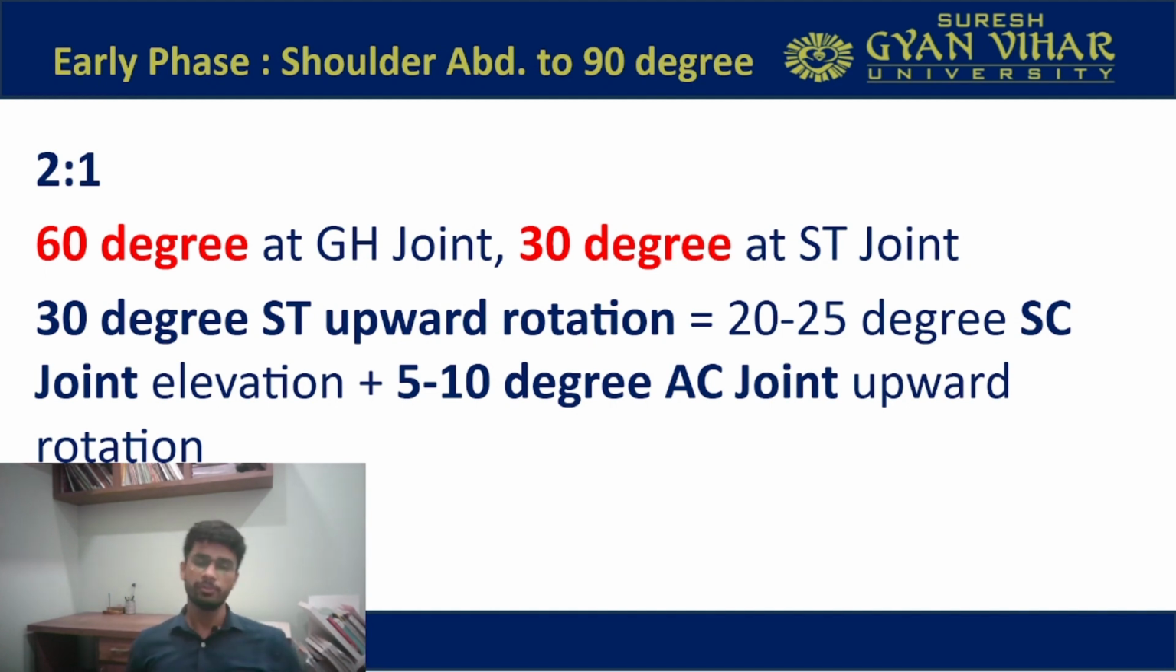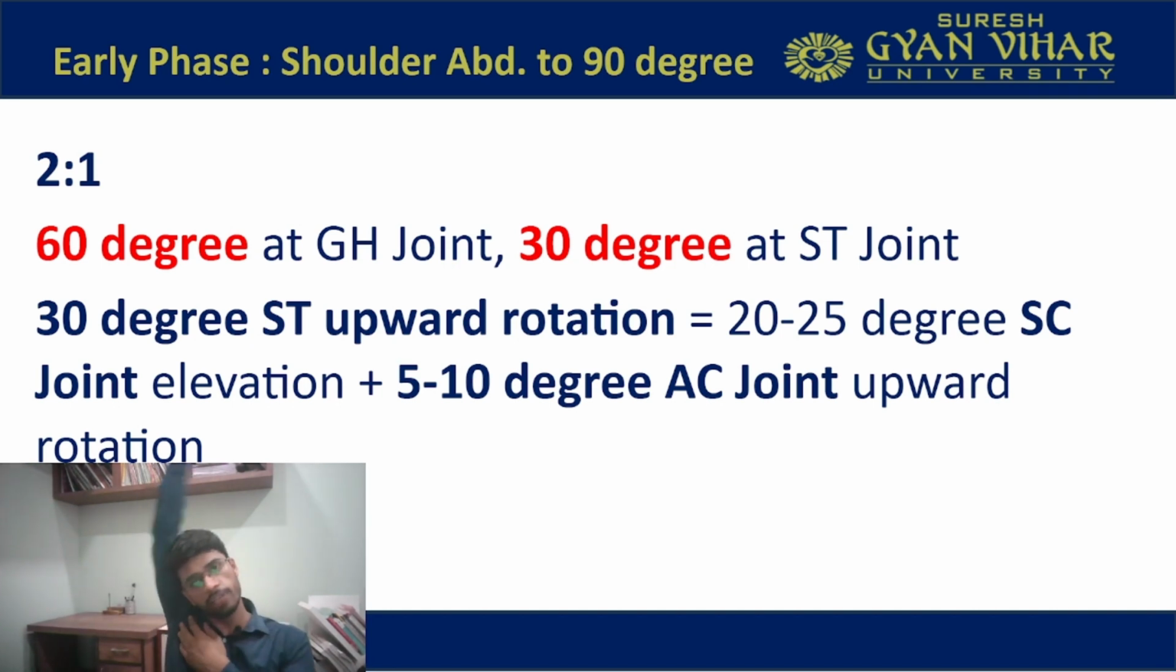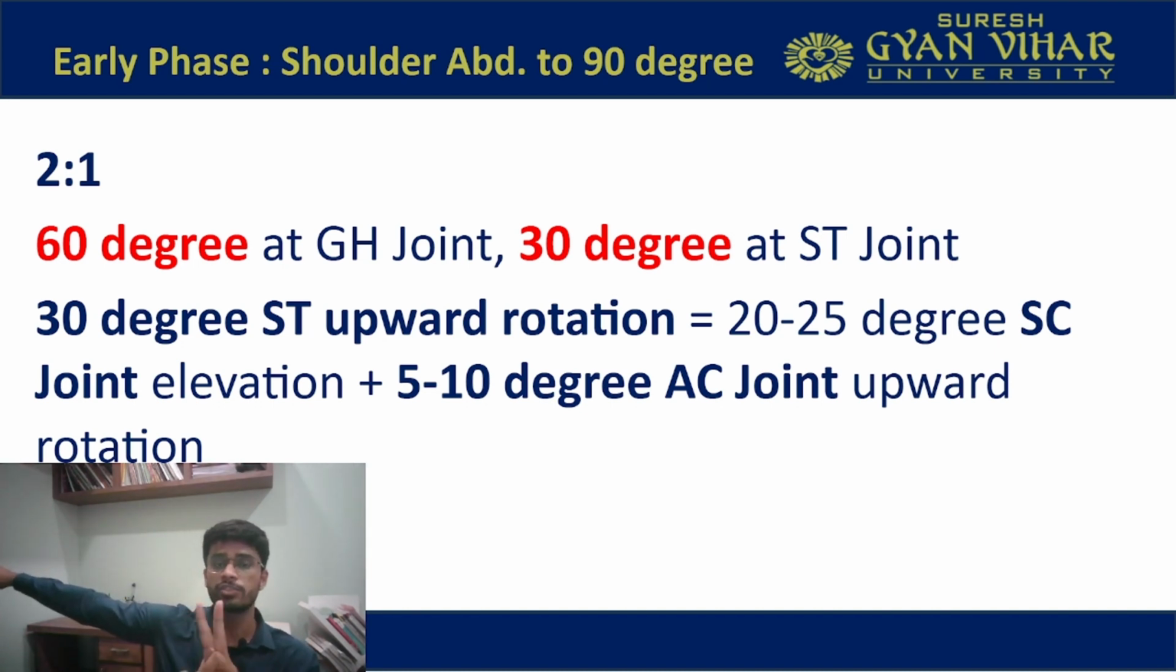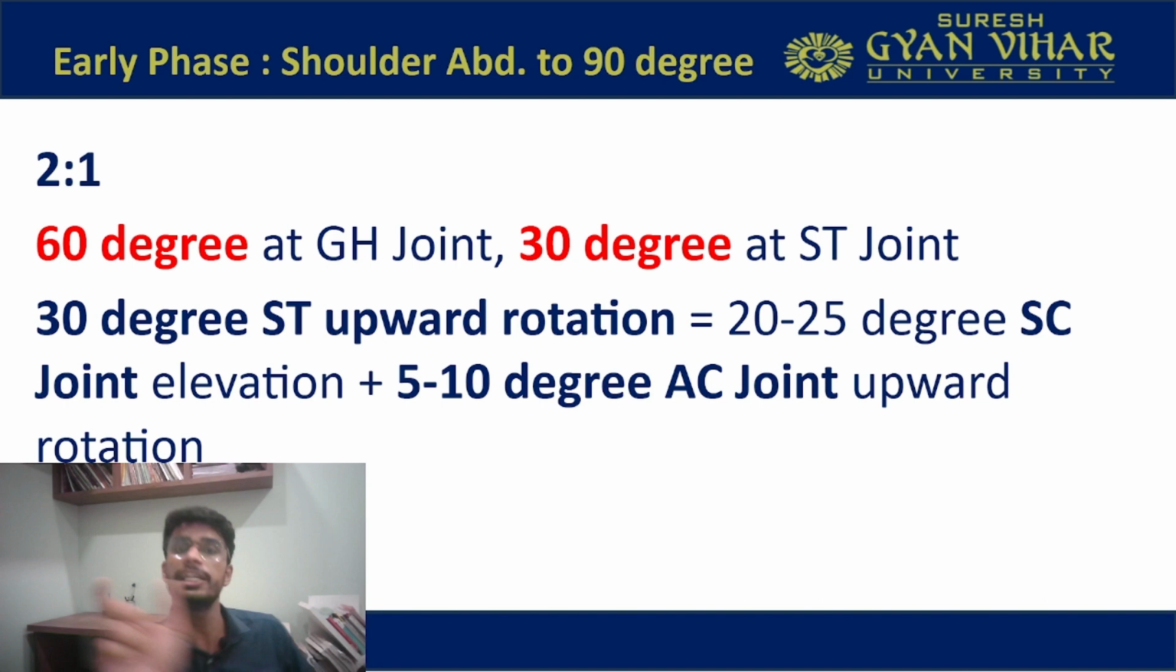So in order to understand this, we divide the shoulder abduction movement into two parts. First is your early phase, which is up to 90 degrees. Then there is the late phase, which is from 90 degrees to 180 degrees. From 0 to 90 degrees, 60 degrees of movement will be at the GH joint according to scapulohumeral rhythm, because there is always 2:1, and 30 degrees will be at the ST joint. So till now, 60 degrees at the GH joint and 30 degrees at the ST joint.